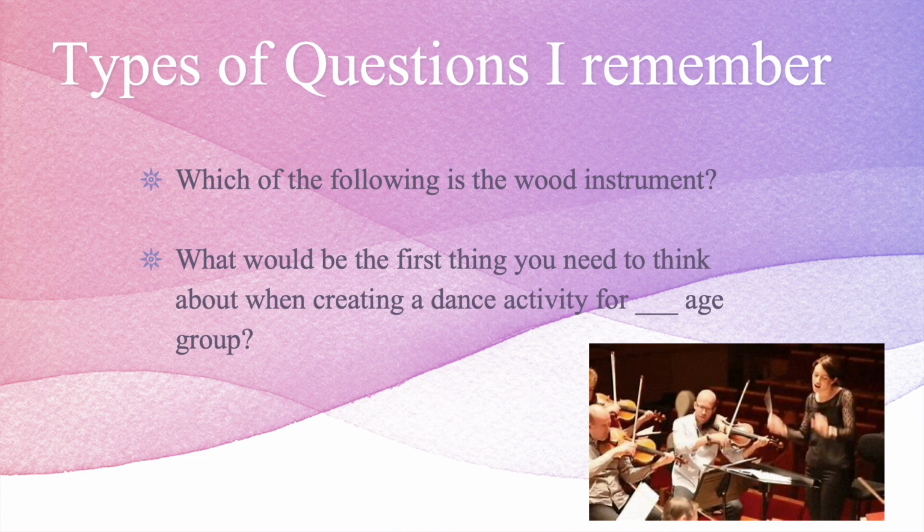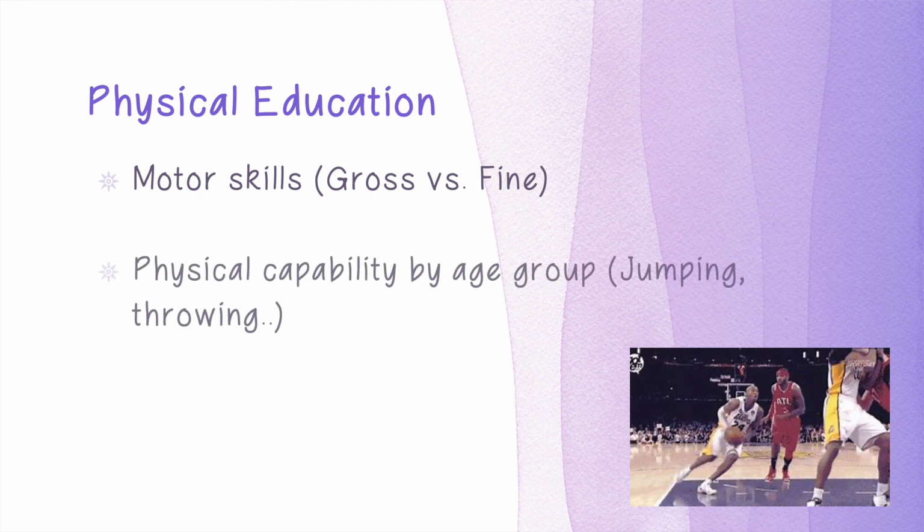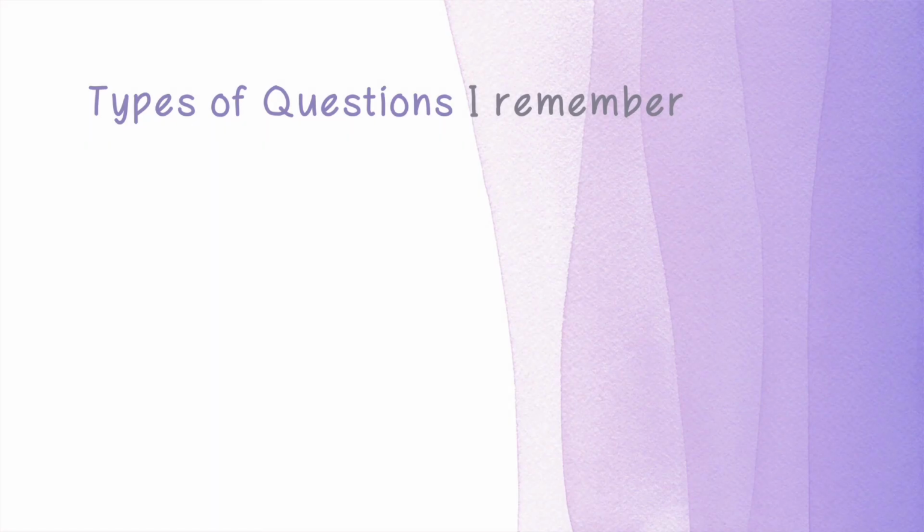The third subject is going to be PE, physical education. You will have to know the physical capability by age group. You would also have to know the difference between gross and fine motor skills and activities that can help students in improving these skills. Lastly, you will also have to know the age-appropriate activities such as which age can jump, gallop, throw, or kick a ball. I struggle with PE the most, and these are the types of questions I remember from the test.